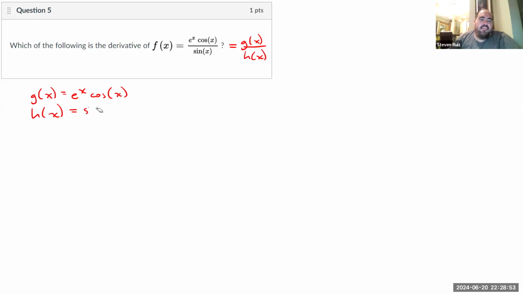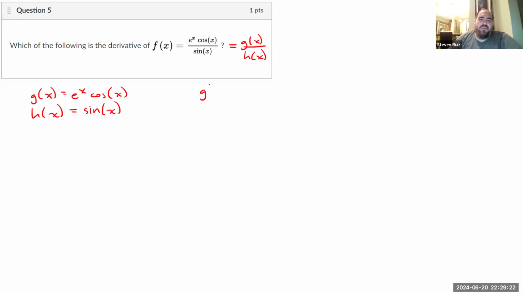There are other ways to set this up. I'm going to do the direct way, but for example, you could also think of cosine of x over sine of x as cotangent of x, or as 1 over tangent of x, and work with it that way. I'm going to choose to go the direct way. So if g of x is equal to e to the x times cosine of x, how do I find g prime?